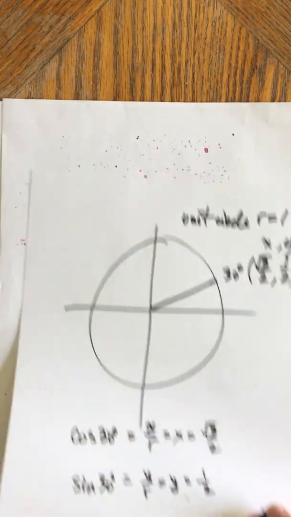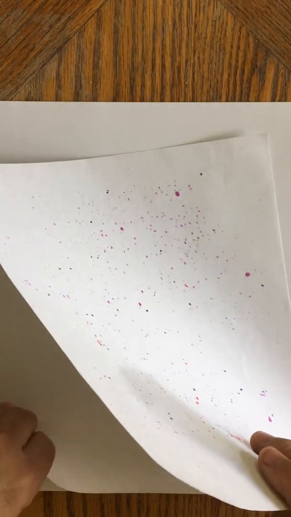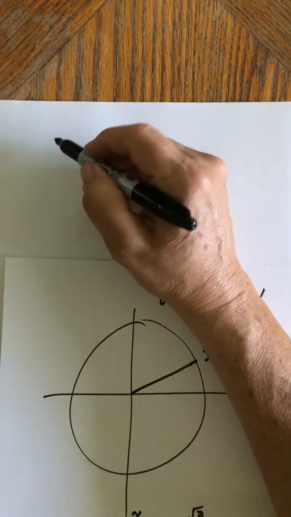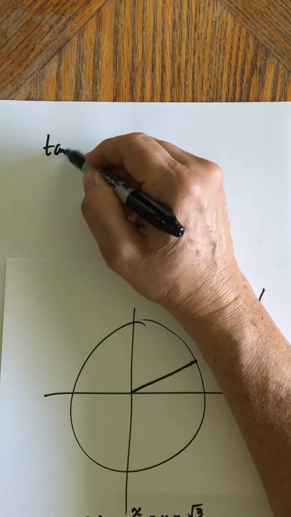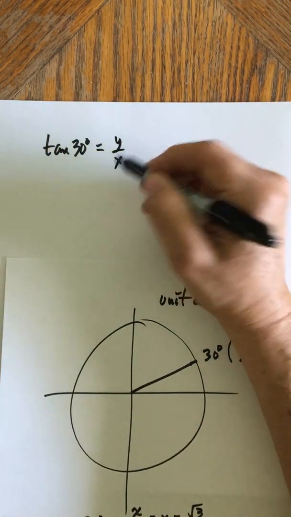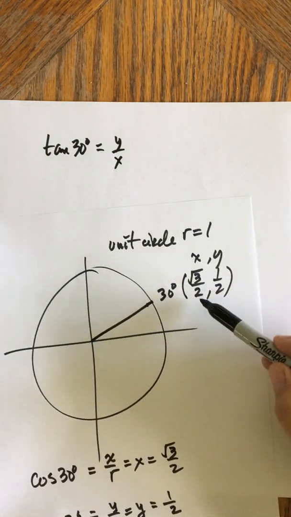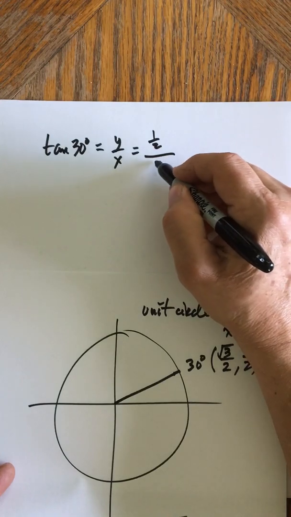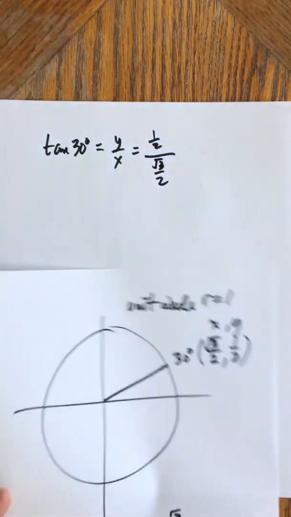And now we're going to be doing some arithmetic, and here's where I wanted to get to every jot and tittle so that you can see all the rationalizations and all that. So let's look at tangent of 30 degrees. The definition is, you should know it, y over x. So y is 1/2, x is square root 3 over 2, so that's 1/2 divided by square root 3 over 2, okay?